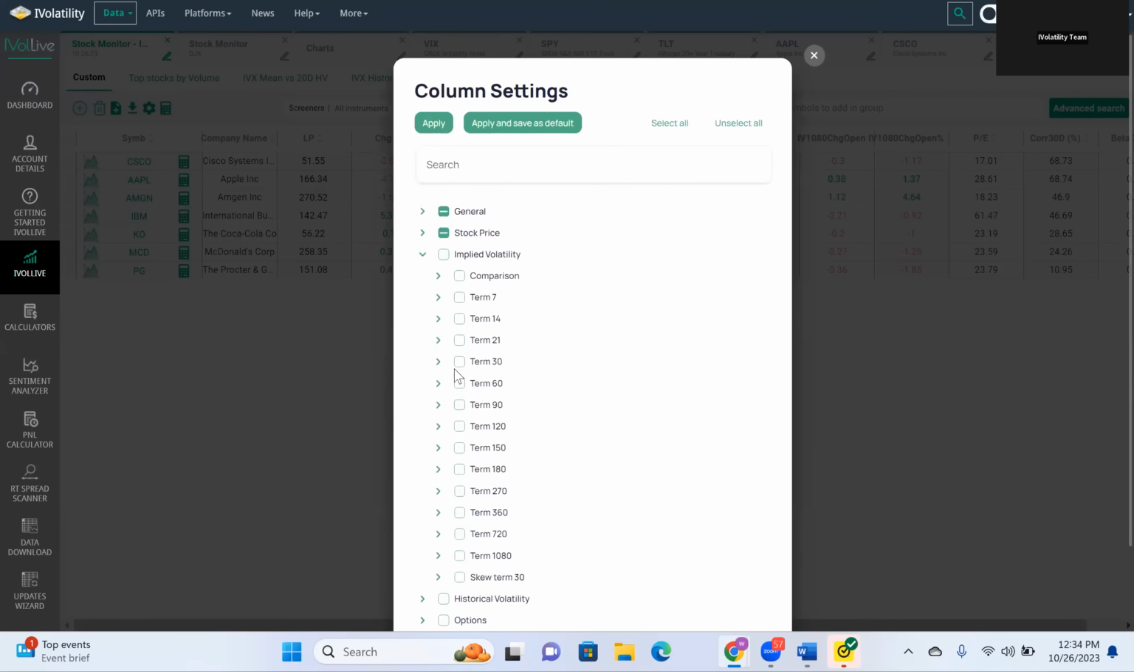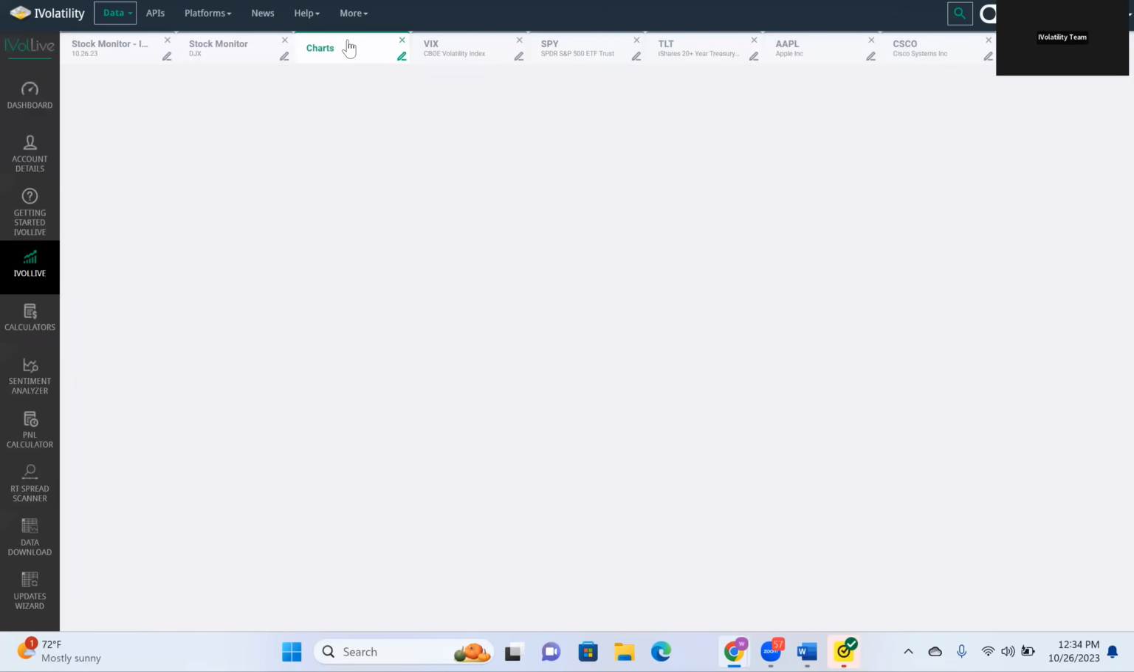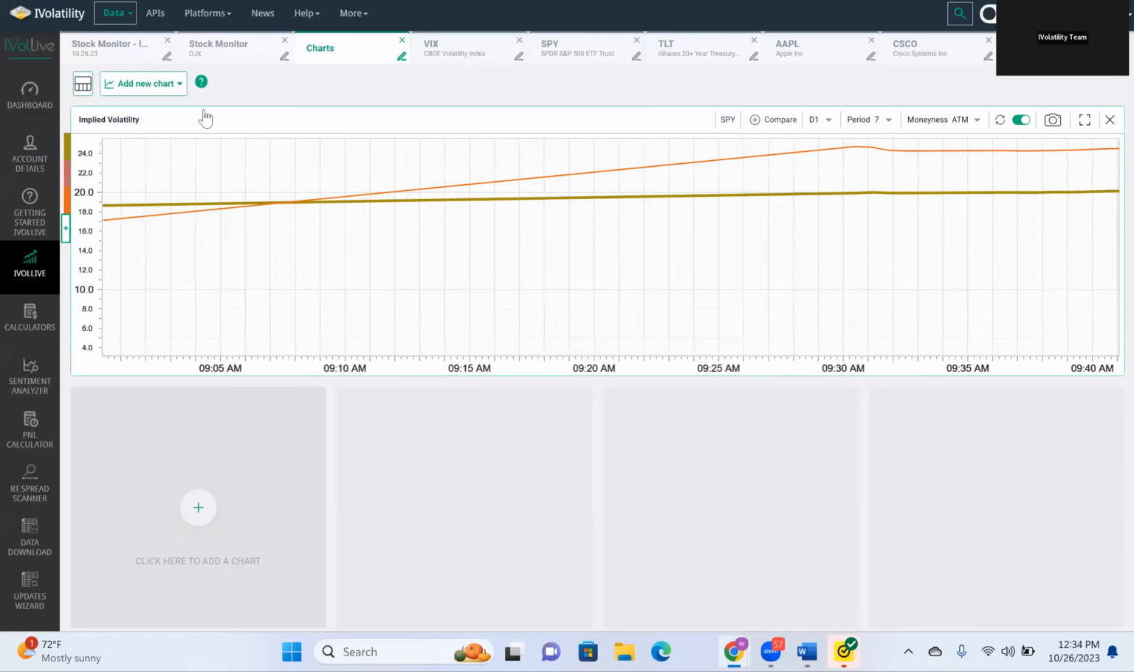I'm going to go back to IVX30, and then I want to drill down a bit deeper here before we take questions on a couple of these names. So I wanted to show within my IVolLive, I typically go left to right. I always play around with some scans. I create a custom group for any given day or any given week. Then I come to my charts, right? And I start looking at my charts.